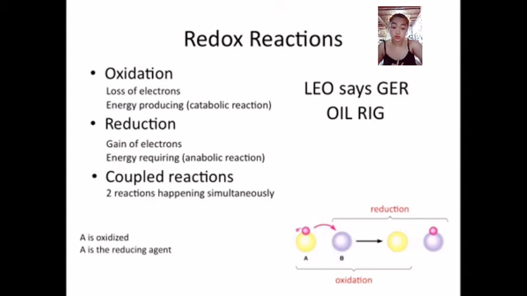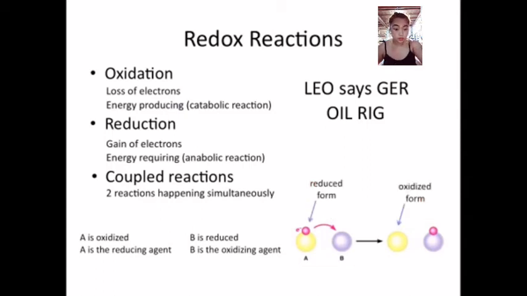Since it loses its electron to B, A is a reducing agent because it allows B to be reduced. B is reduced because it gains an electron. Since it takes the electron from A, it is an oxidizing agent because it allows A to be oxidized. The reduced form of a molecule contains more electrons than the oxidized form. Therefore, A on the left, with the electron, is in the reduced form, and A on the right, without the electron, is in the oxidized form. B on the left, without the electron, is in the oxidized form, and B on the right, with the electron, is in the reduced form.